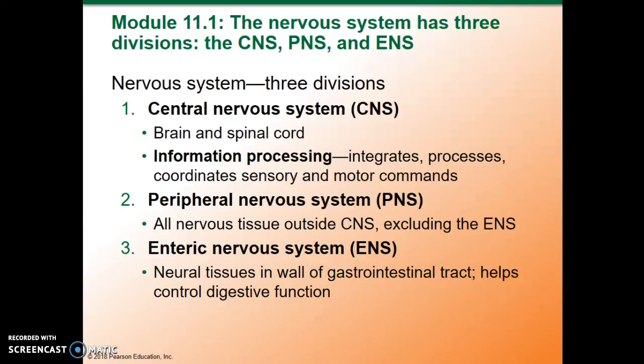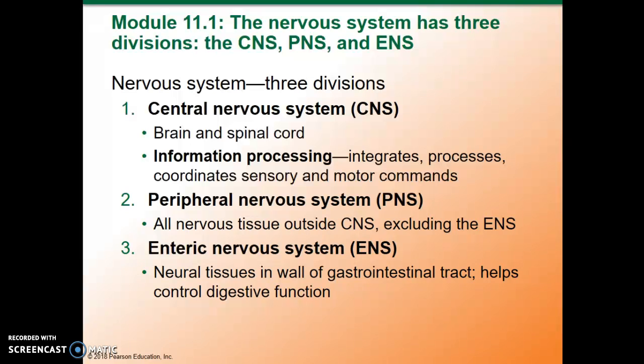The peripheral nervous system is all of the nervous tissue outside the CNS. For example, coming out of your spinal cord are spinal nerves, 31 pairs of spinal nerves. They are part of the PNS, and they will be carrying sensory information in and motor commands out.